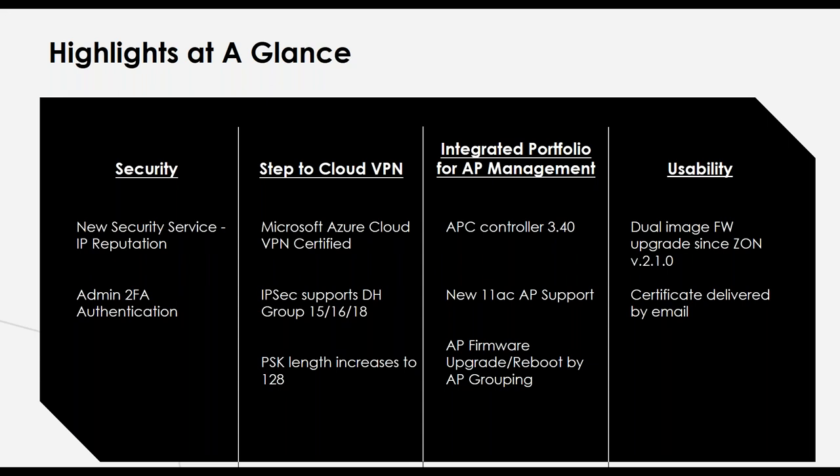And that means one of the things you can do is grouped access point firmware upgrades. So if you've got a group of access points on a particular floor or whatever, you can independently upgrade the firmware of those groups and reboot them differently. The other thing is there's now dual image firmware support since the Zyxel Zond utility was introduced. So if you want to have the latest firmware installed but still have a fail back to a previous version, you can now do that.